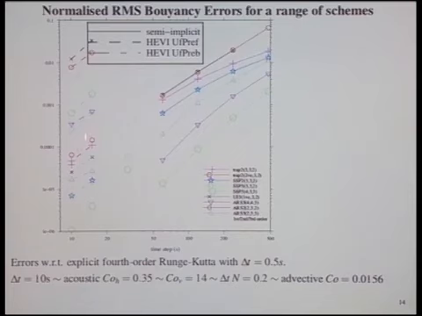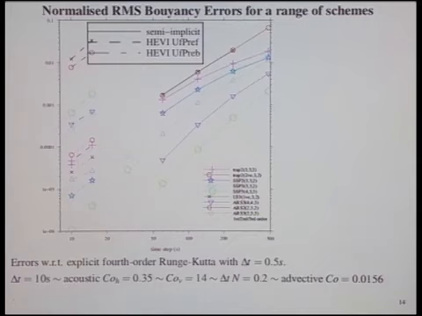And of the HEVI ones, the dashed lines are UF-PREF, and the dash-dotted lines are UF-PREV, and they all have implicit gravity waves. So what we'd really like to see is, for example, the semi-implicit coming down here and continuing on down here, so it's not losing accuracy in HEVI mode. However, a lot of the schemes, for example this SSP scheme, have a jump.